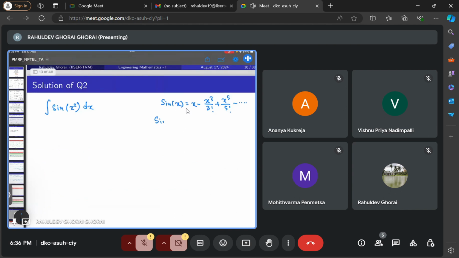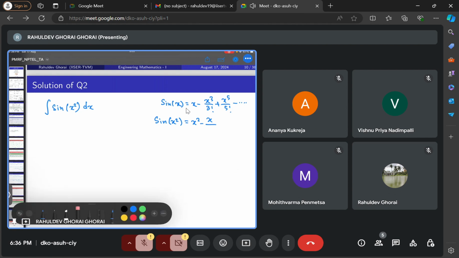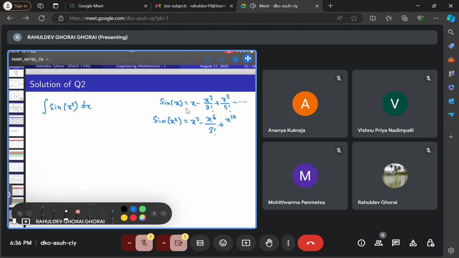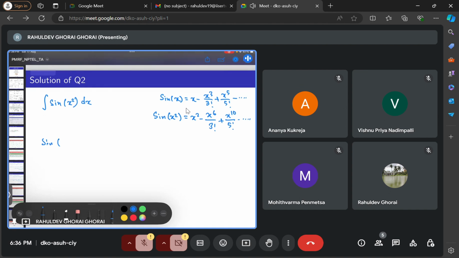So then what will be sine of x square? That will be x square minus x to the power 5, because we are putting x square, no, not 5, it will be 6, right? You are taking the cube of x square, which is x to the power 6, over 3 factorial, plus x to the power 10 over 5 factorial, and keep on going, right?